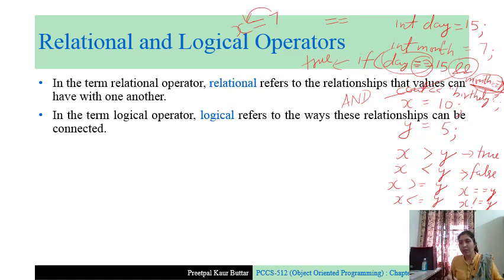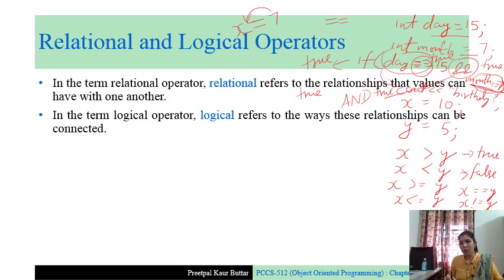Okay, so day equal to 15 is true and month equal to 7 is also true, because we set day equal to 15 here and month equal to 7 here. So both are true, and we are connecting these two relational expressions using this AND operator. AND is seeing that both the left and right expressions are true. So what will be the result of this if expression? It will be true. And if it is true, then it will print birthday.